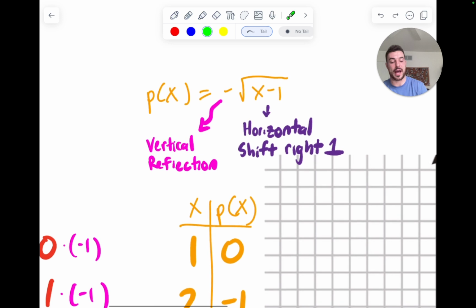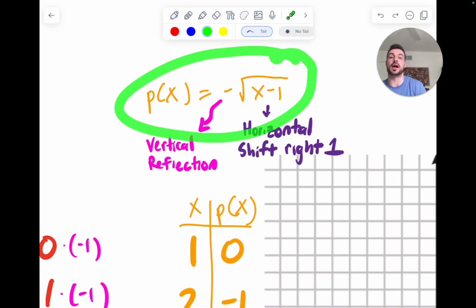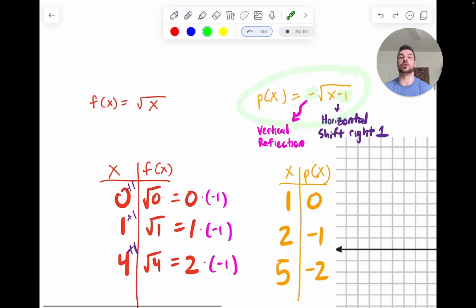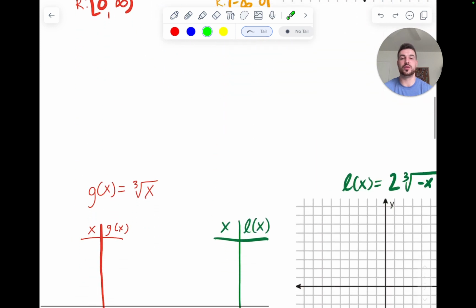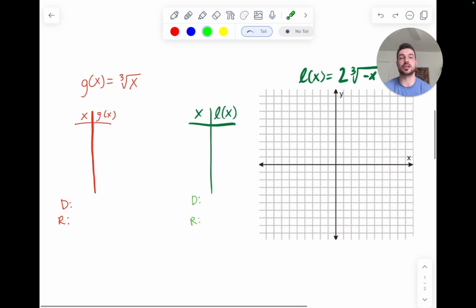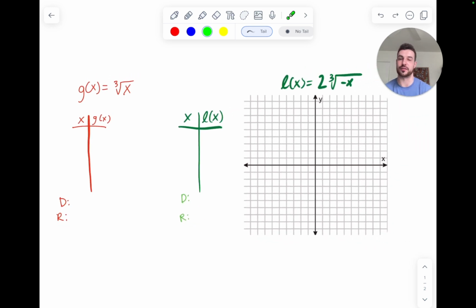We need to backtrack a little bit to figure out what our parent function is going to be, and that's essentially when we take away our transformations, what is remaining. And in this case, it is just the square root of x. All right. Now, if we start to look at a cube root, this is a little bit different.